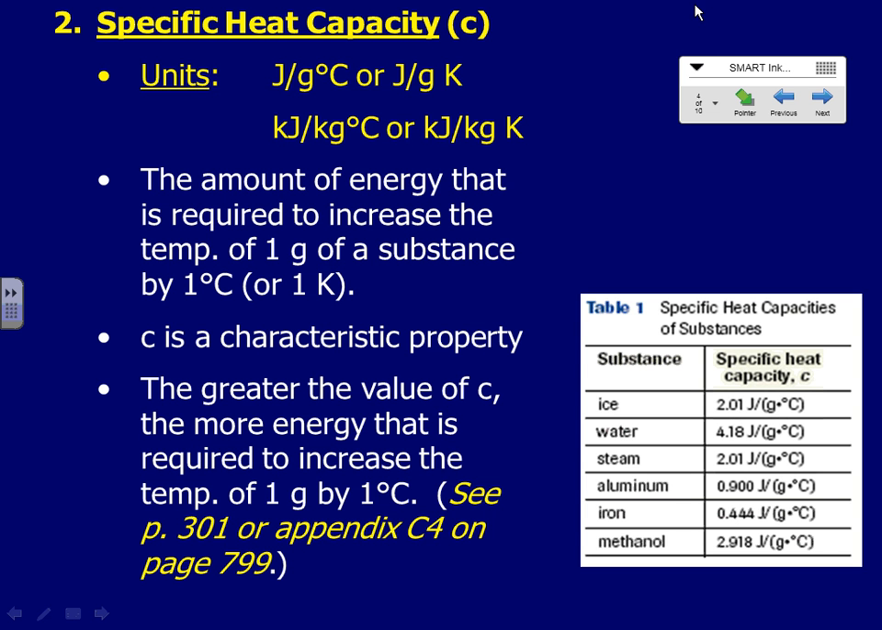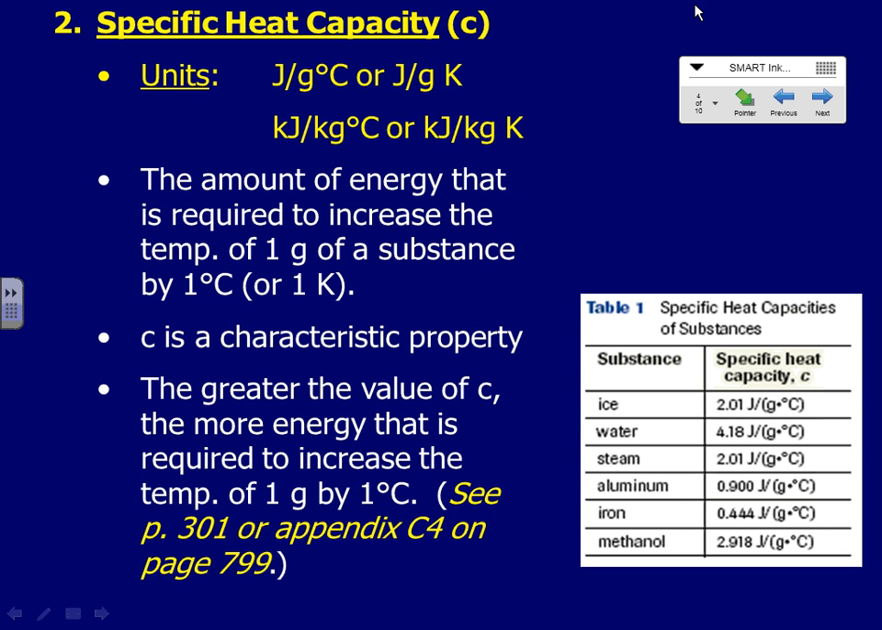You can see here we've got some heat capacities. For water, it's 4.18 joules per gram degree Celsius. It will absorb 4.18 joules for each gram that it has and each degree Celsius that it moves up by 1.